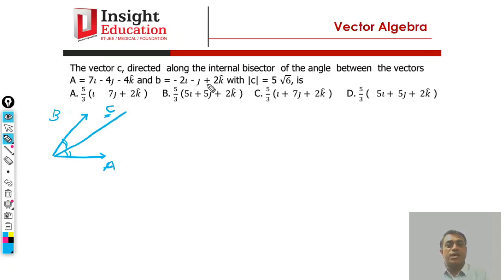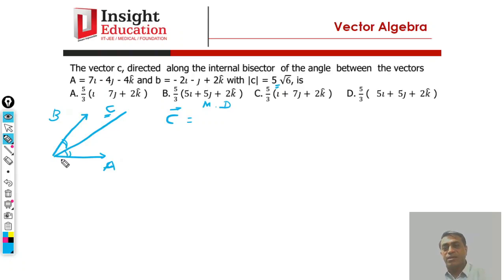Internal bisector C, where the magnitude of C is given, that is 5 root 6. Find out the vector C. So the mode of C is given and we need to find C. For any vector, there are two parts: one is magnitude and the second is direction.